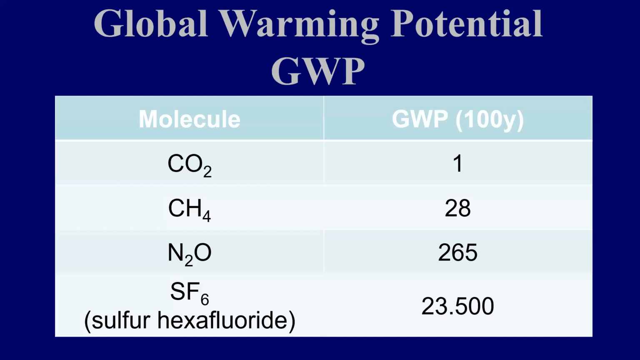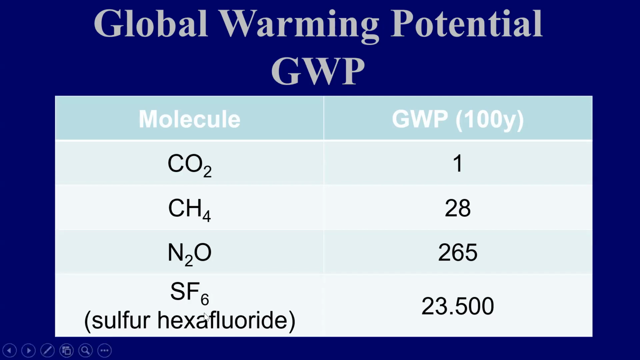So what does this mean? CO2 by definition has a global warming potential of 1. And for instance, methane gas, natural gas, CH4, has a value of 28, which means that 1 kilogram of methane will absorb as much energy as 28 kilograms of CO2 in a period of 100 years. Nitrous oxide will heat as much as 265 grams of CO2.